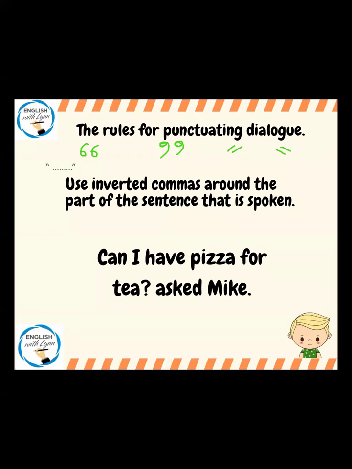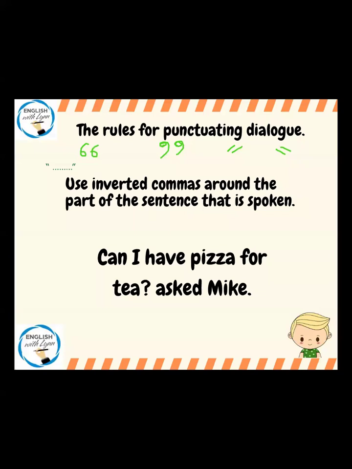And I'm going to call them inverted commas because that is the proper grammatical name for them. I know that at school you may call them speech marks or the 66 and 99, but I'm going to use the proper language for them.